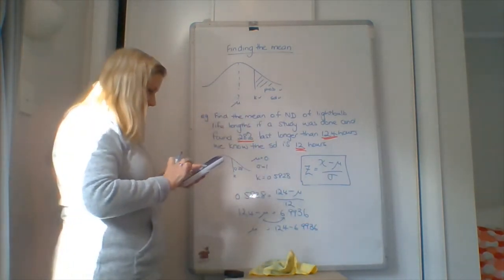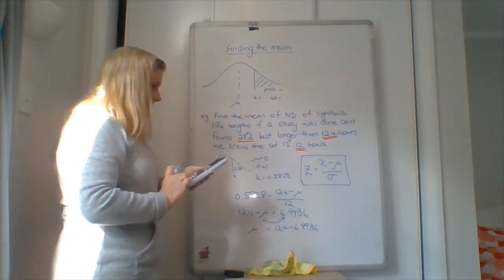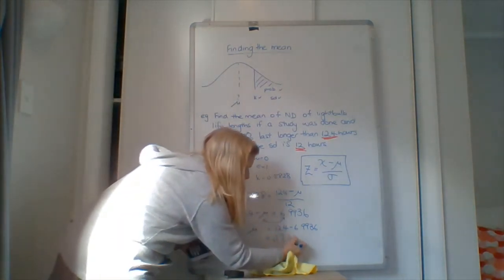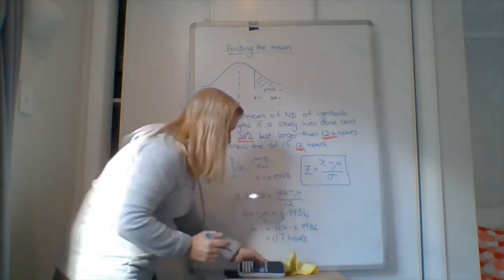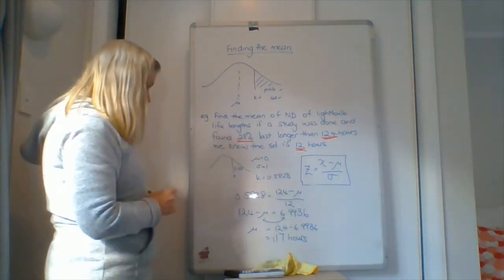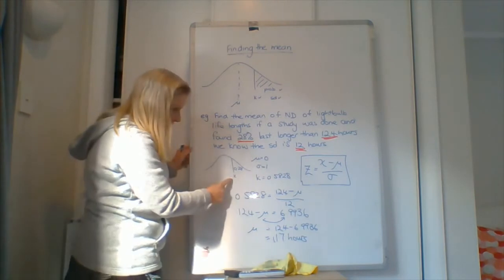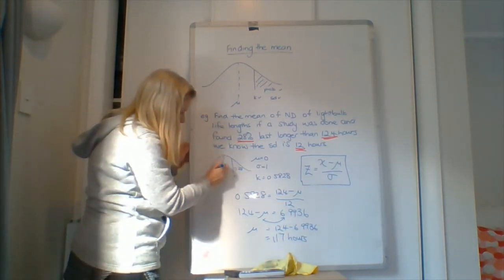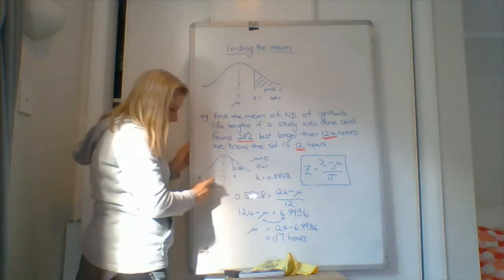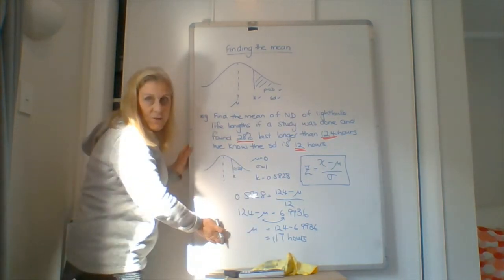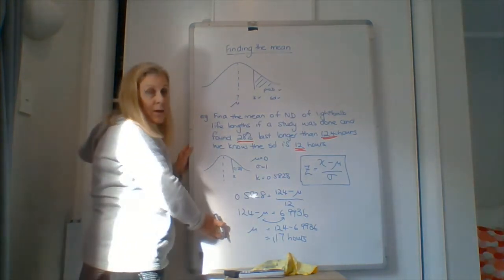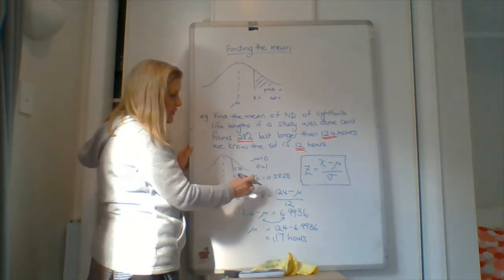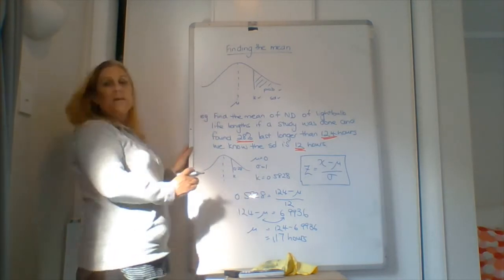124 minus, the answer is 117 hours, approximately. So what we're saying is this value was 124, so the mean had to be this side of it. 117 is less than it, so our answer is 117. You've got to use the standardized value to find K first.